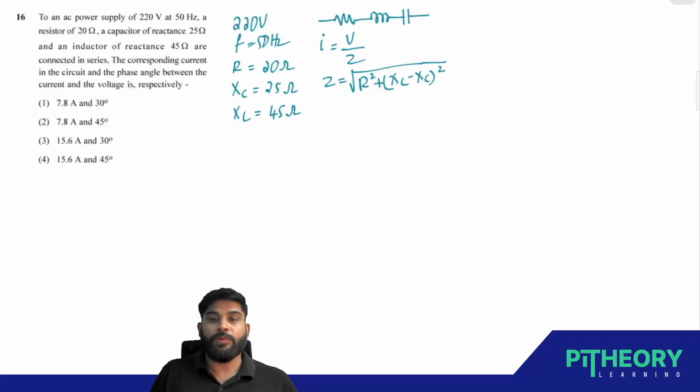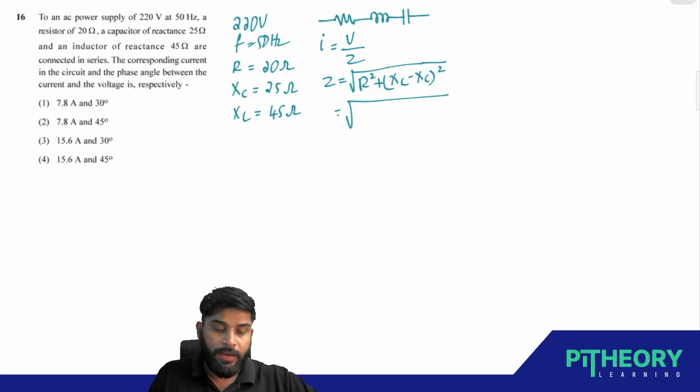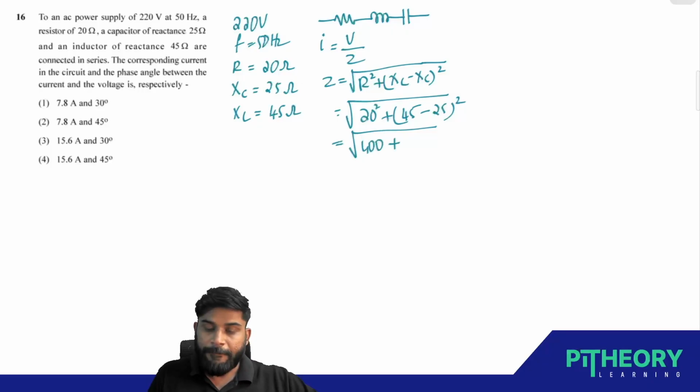Whichever is bigger or square is coming, so that negative will get cancelled. So you can write root over, what is R here? 20. So 20 square plus XL minus XC, we have 45 minus 25, the whole square. How much is that? Root over 20 square, which is nothing but 400 plus, yeah. So here also 20 will come. So that is also 400 only. So root 800 will be coming.